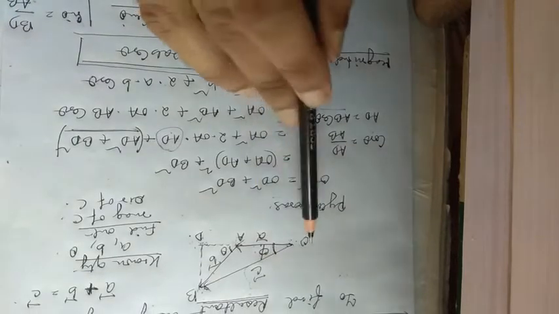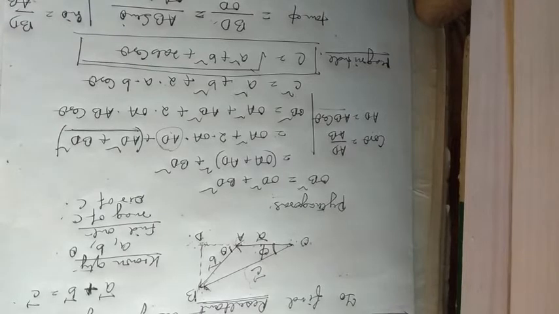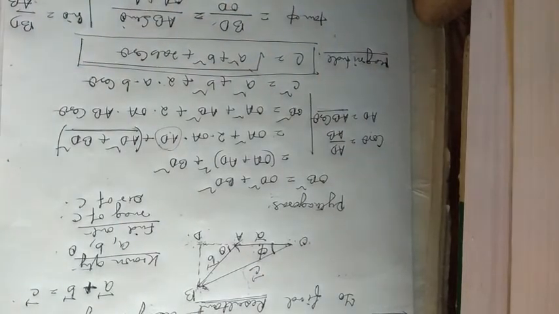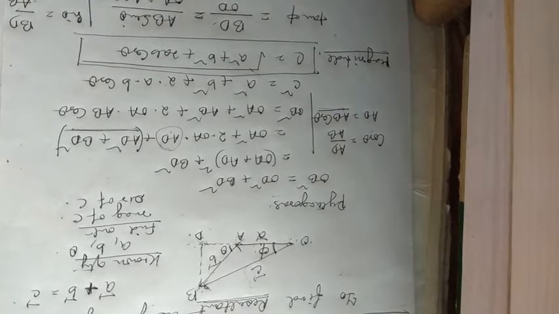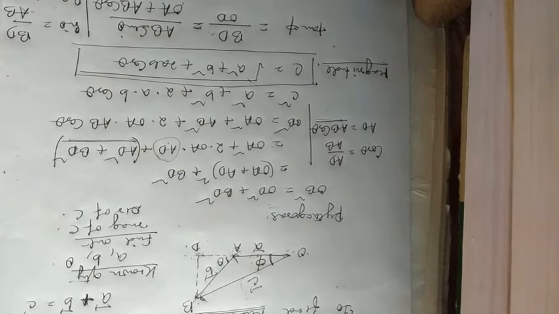Now, what is OD? OA plus AD. AD means AB cos theta. So, we represent them as the values. AB means vector B sin theta, and OA means A plus B cos theta.